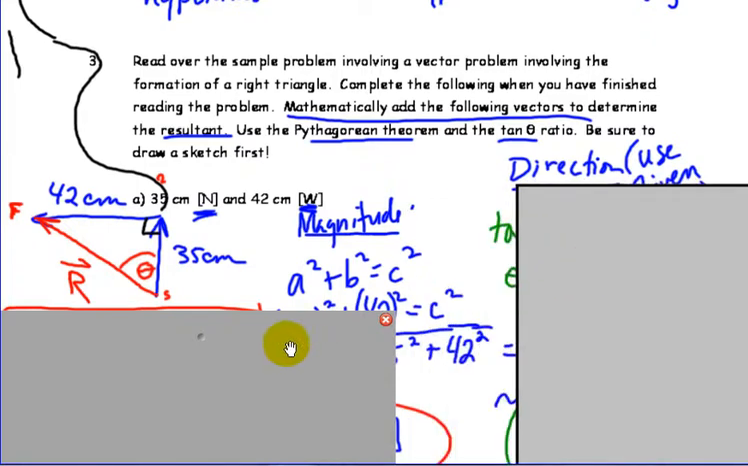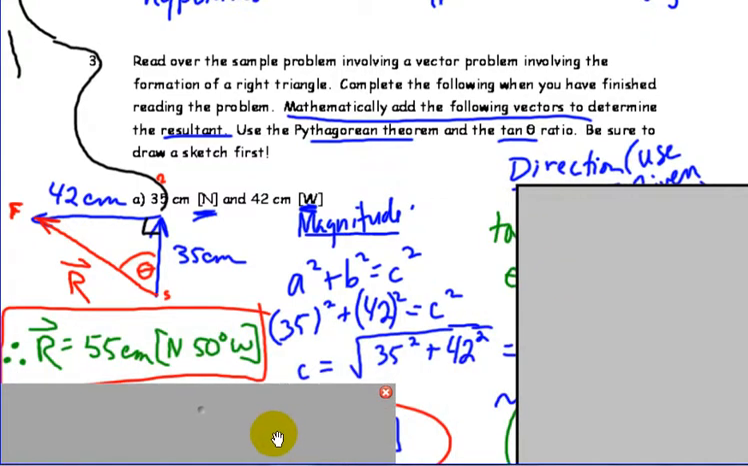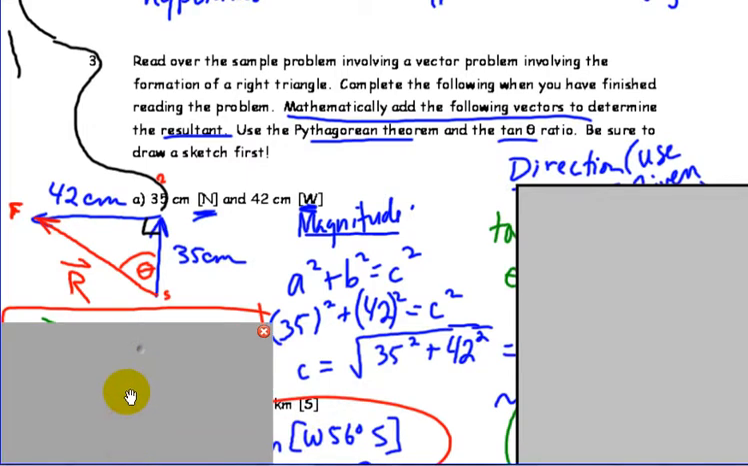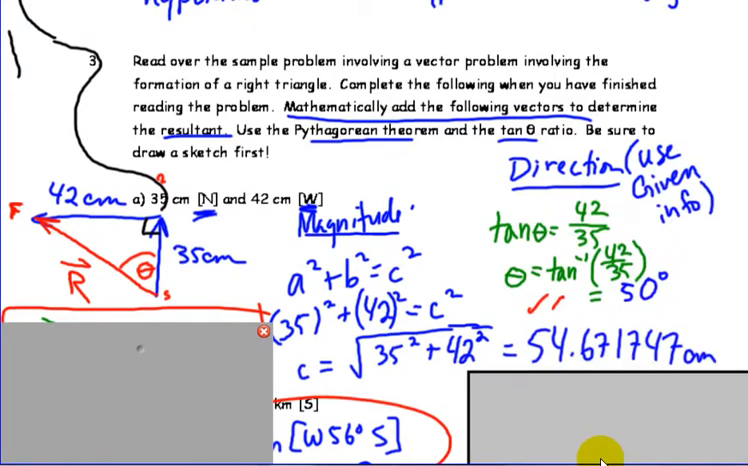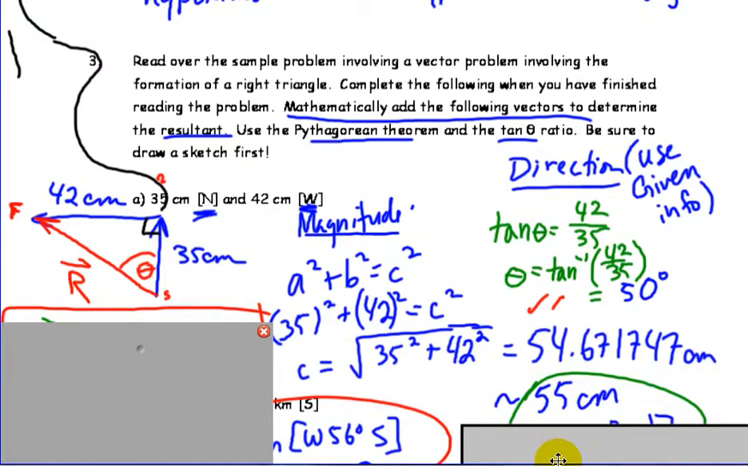So a squared plus b squared equals c squared, so 35 squared plus 42 squared equals c squared, and then we take the square root of each side, and we get 54.6717. If we look at sig figs here, two sig figs with the number 35, two sig figs with the number 42. So the 5 and the 4 I keep. The next digit's a 6, so the 4 gets bumped up to 5.